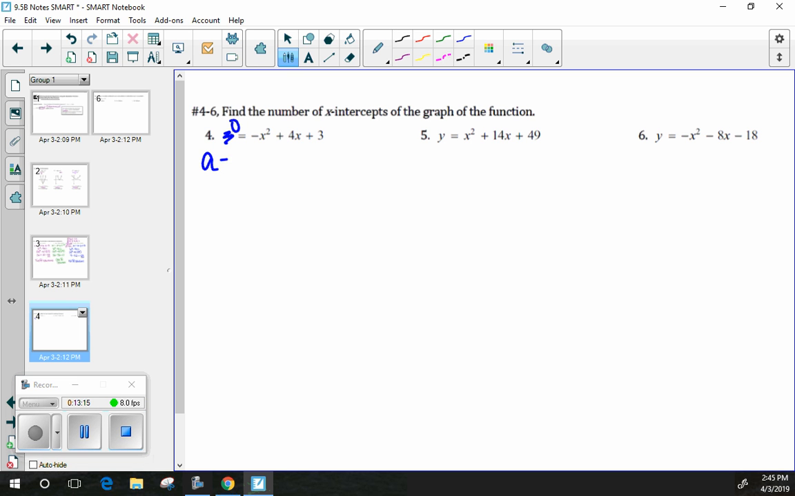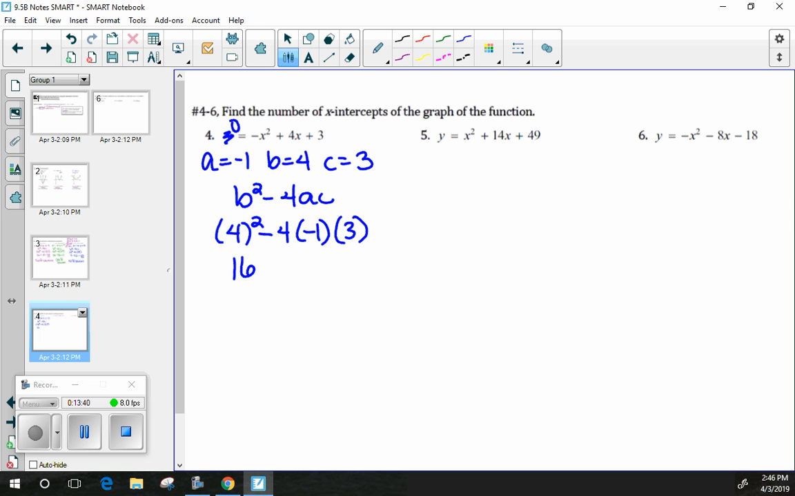Once it's equal to 0, identify what A is, what B is, and what C is. And because we just want to find the number of x-intercepts, we don't necessarily need to know where they are. We can just use the discriminant. So in this one, it's going to be 4 squared minus 4 times negative 1 times 3. And this comes out to 16. Negative times a negative is a positive. This comes out to 12. So I get 28 on the first discriminant.